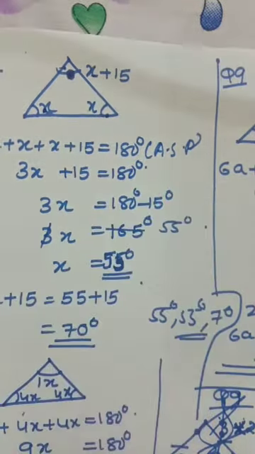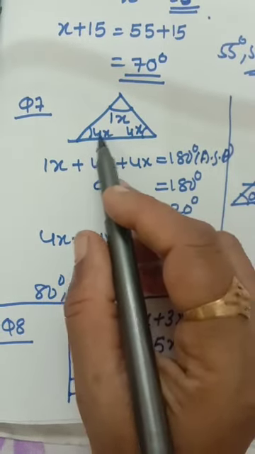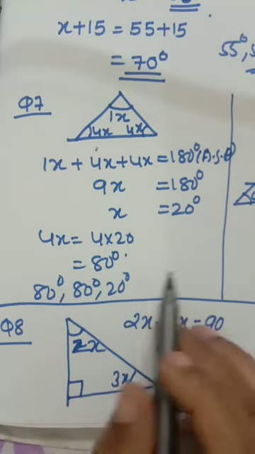Question number 7. The vertex and base angle of an isosceles triangle are in the ratio 1:4. That means vertex is 1, that is 1x. Base is 4, that means 4x. Okay. Then you add, angle sum property. You will get x equal to 20. Put the value. Then you will get 80, 80, 20. You can write 20, 80, 80. That is not a matter. Okay.